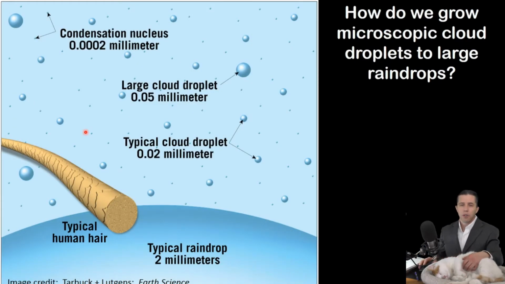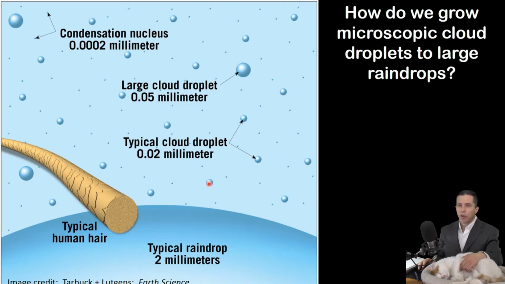So this is an image that we saw in the previous lecture. And we were talking about how the cloud droplets are actually microscopic, and raindrops themselves are several millimeters across. And so the question is, how do we go from little tiny microscopic drops to these relatively giant raindrops? Most people have the impression that cloud droplets will just grow and grow until they're so big they become rain and they fall out. And it turns out that actually does not happen.